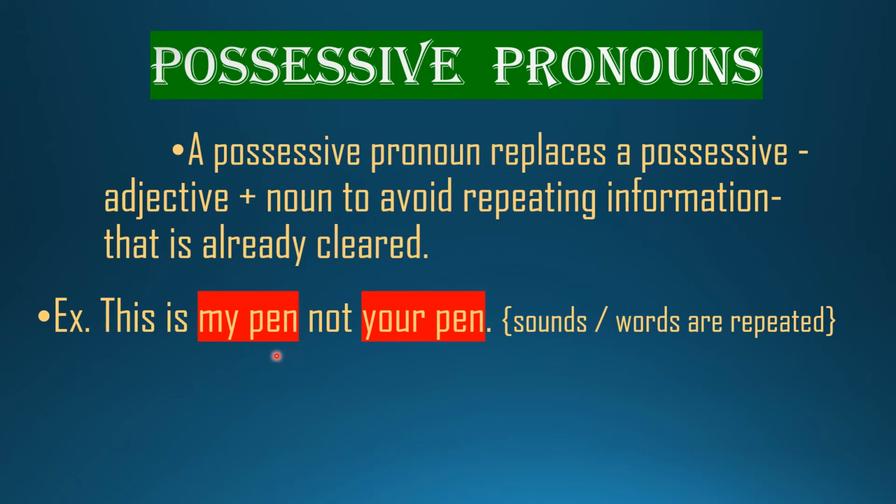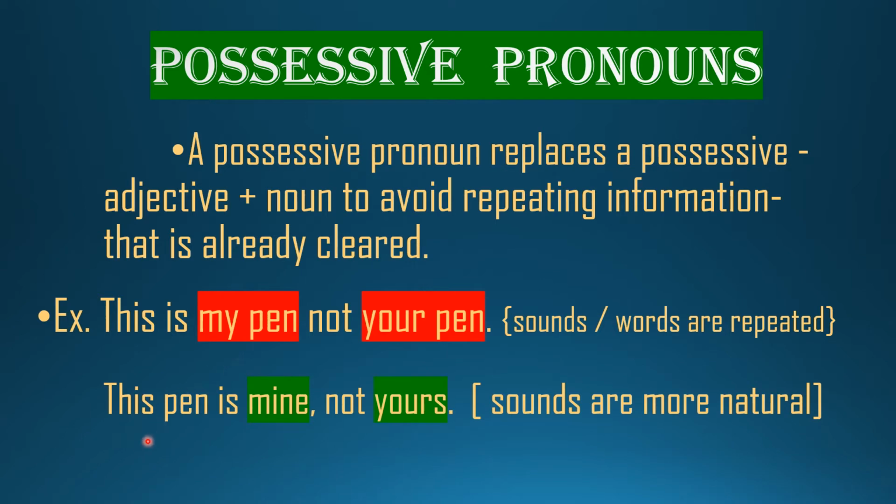In this sentence, words or sounds are repeated, and now we can use a possessive pronoun in place of possessive adjective plus noun. You can see here, this pen is mine, not yours. In this sentence, mine is a possessive pronoun which is used for my pen, and in the second, yours, that is also a possessive pronoun which is used for your pen. And in this sentence, the words and sounds look natural.